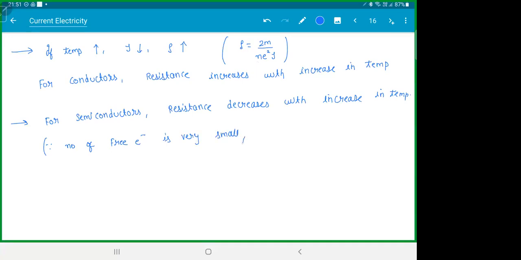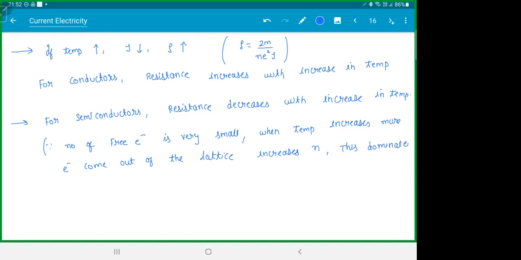So when you increase the temperature, n increases drastically. When temperature increases, more and more electrons come out of the lattice, increasing n. So n actually dominates. So even though the tau is decreasing, this dominates. So be careful. Exam will ask a question like this.